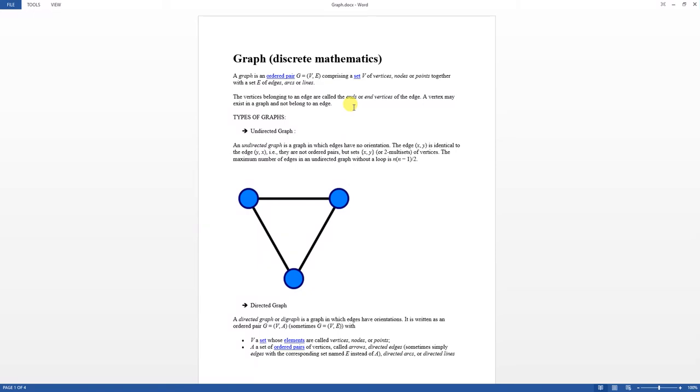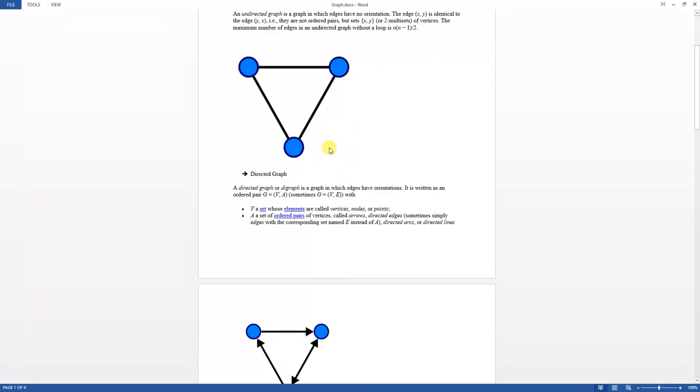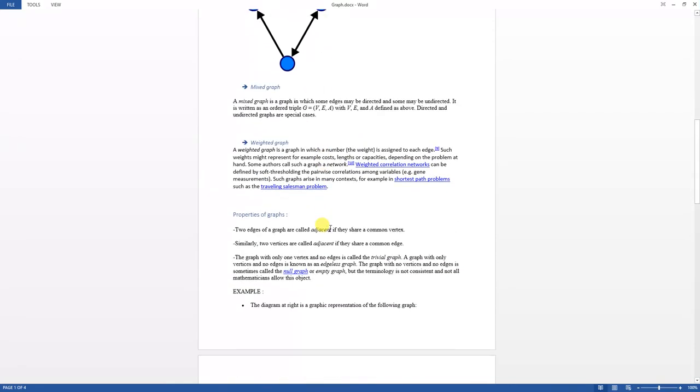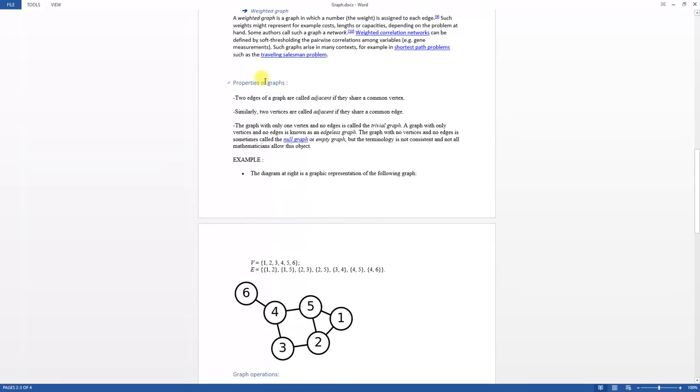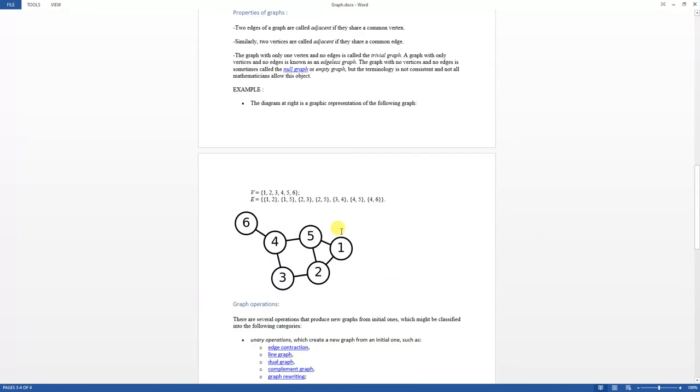There are many types of graphs. The different types of graphs which I'm going to explain today are as follows. I'm going to talk about undirected and directed graphs, which you can see in the picture in the slides, and the mixed graphs and weighted graphs, and then I'm going to discuss some properties of graphs and the basic graph operations.